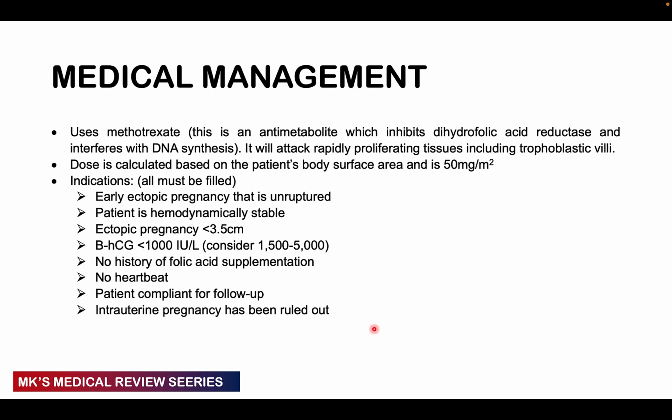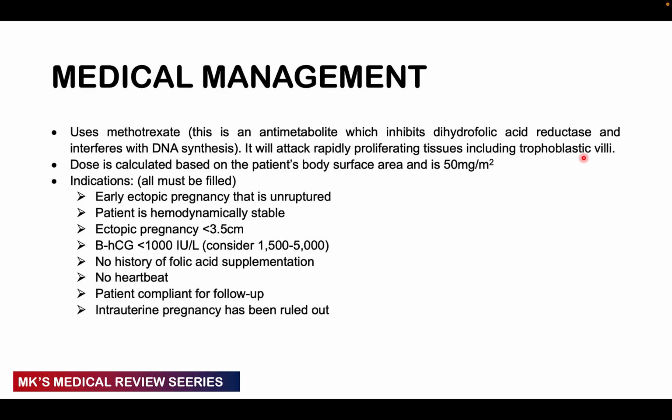So medical management is going to be using methotrexate. Remember, methotrexate is an antimetabolite which is going to be inhibiting an enzyme that's known as dihydrofolic acid reductase. This is eventually going to interfere with DNA synthesis. So this means that methotrexate is going to be attacking those tissues that are rapidly proliferating, and this is going to include trophoblastic villi.